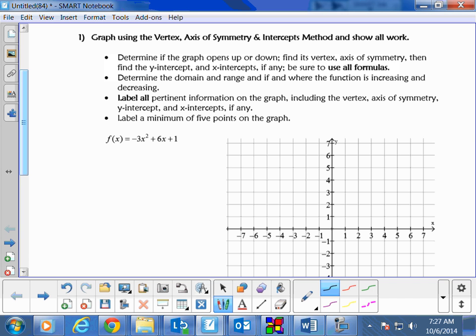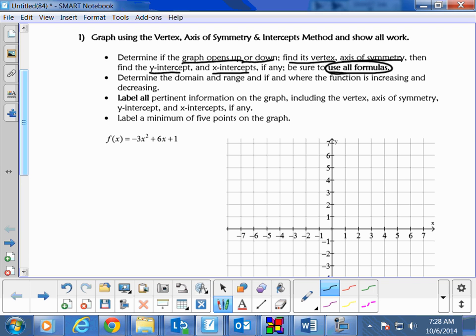Because on this first one, we're looking at a quadratic, and we have to determine first, does it open up or down? We have to find the vertex, axis of symmetry, the y-intercept, the x-intercept, and it wants us to use all formulas. So that means we're going to use algebra techniques to find this out.